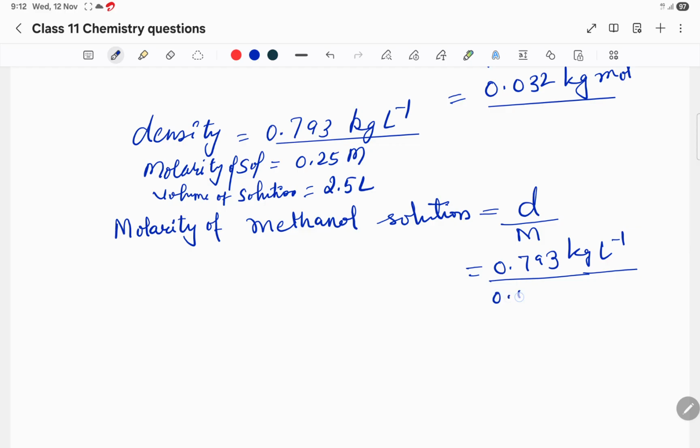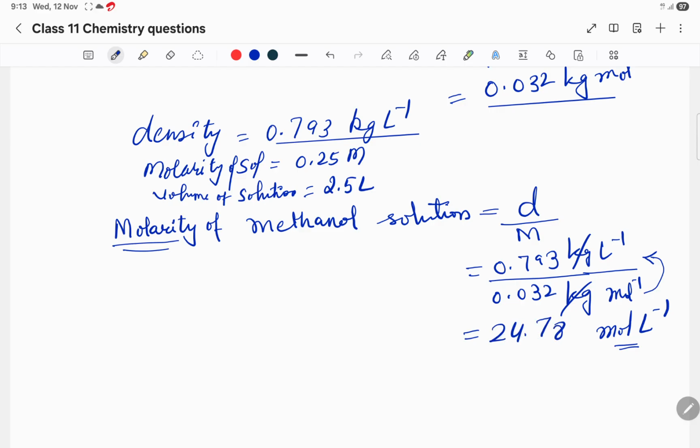See, 0.032 kilograms mole inverse. Now over here you can see that kilogram is cancelled by kilogram, and mole inverse will surprisingly go on the top, and the unit becomes mole liter inverse, which is actually the unit of molarity. Okay, this is how we also can calculate the molarity, if we are not given how much volume is given. So we can use this formula. When we solve it, it is going to be 24.78 moles per liter.